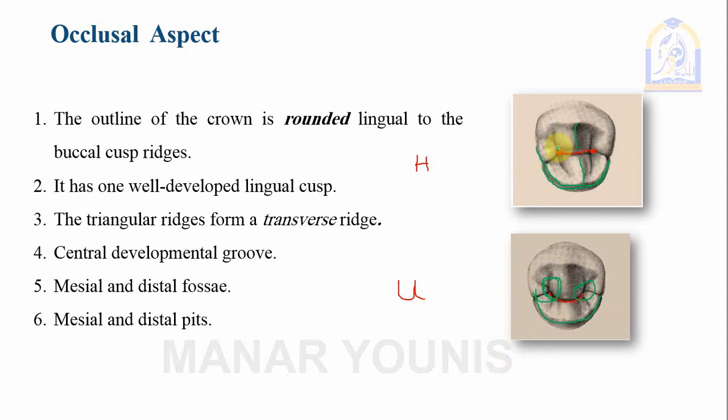In many cases, there are supplemental grooves extending from the mesial and distal fossae in a buccal direction and lingual direction. For example, this will be the mesiobuccal and this is mesiolingual, distobuccal, distolingual, and so on. So we have one central groove, two pits, two triangular ridges, supplemental grooves, and two circular fossae, mesial and distal.